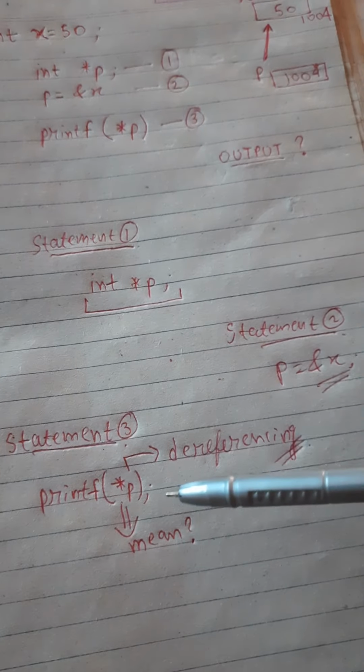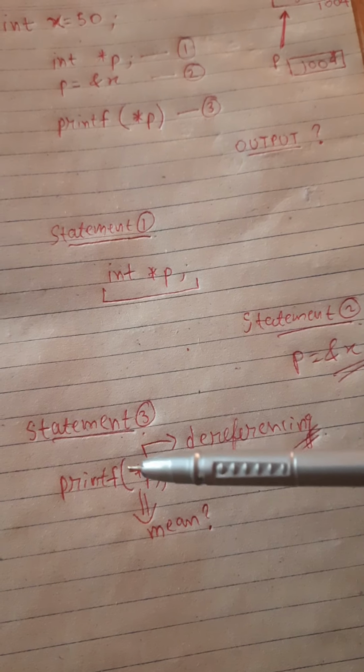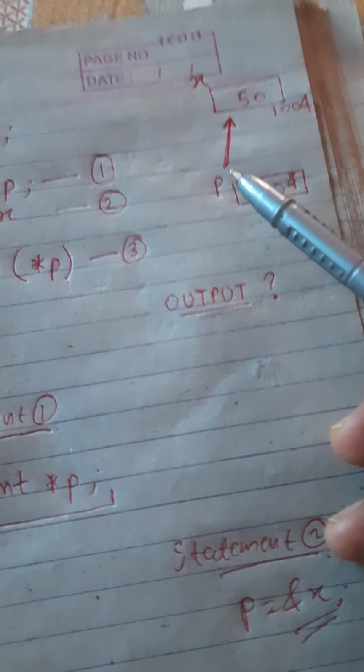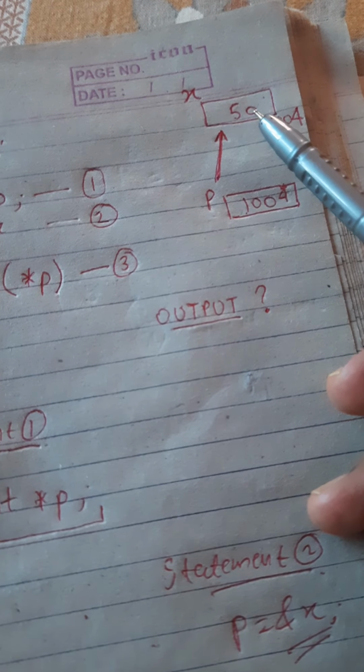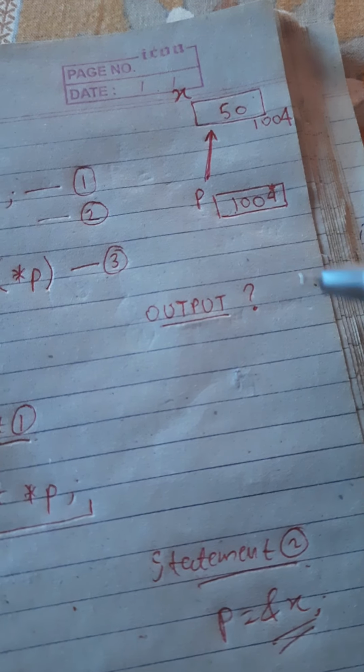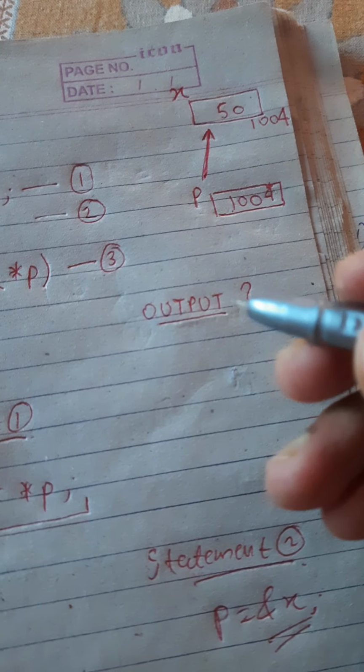So what does dereferencing mean here, like printf star of p? Let's come back to this diagram. I have said here that p is pointing to this box here. Which means whenever I print the value of p, suppose, I'll just show you one thing.